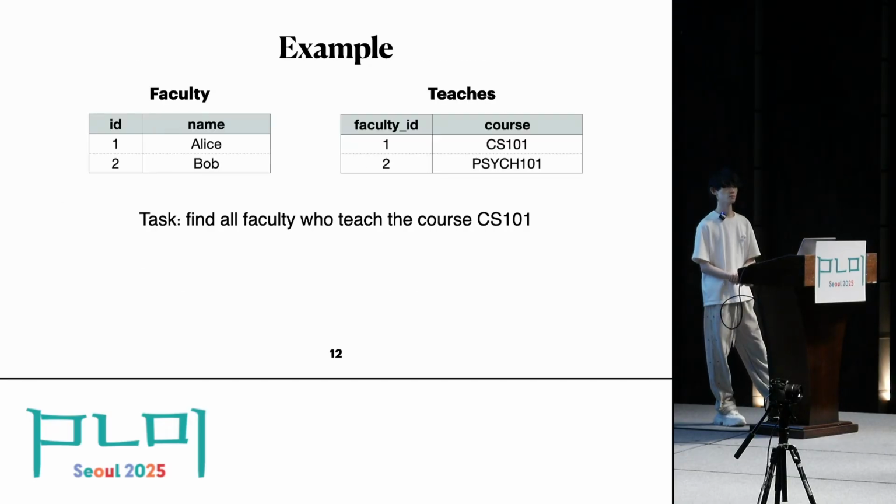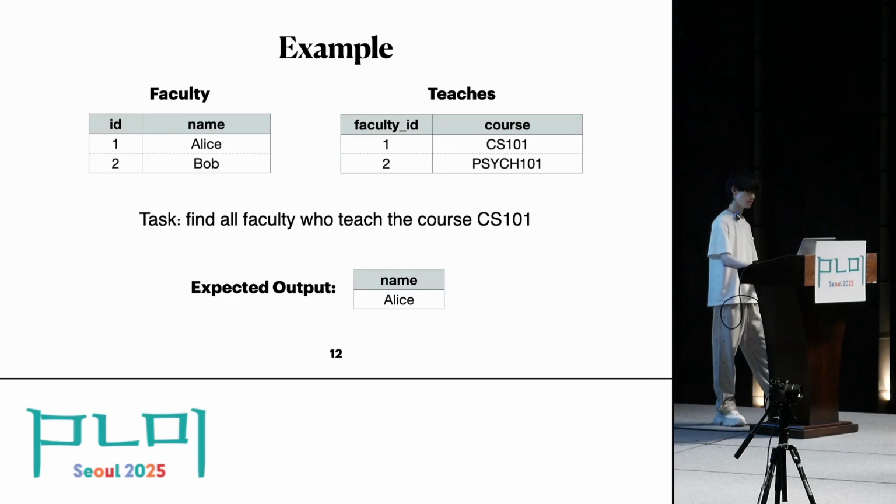Now, let's walk through a very simple running example to illustrate our approach. Consider this database with two tables. We have a faculty table with two columns, ID and name. And we also have a teaches table, which shows which professor teaches which course. Given this database, our task is to write a query to find all faculty who teach the course CS101. The output table in this case will be like this, because Alice is the only professor who teaches the course CS101.